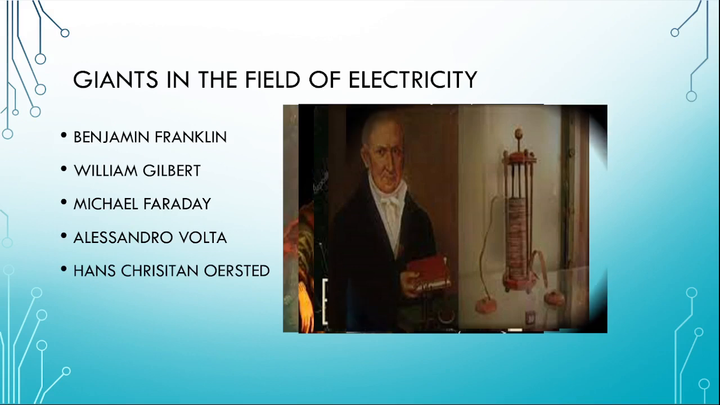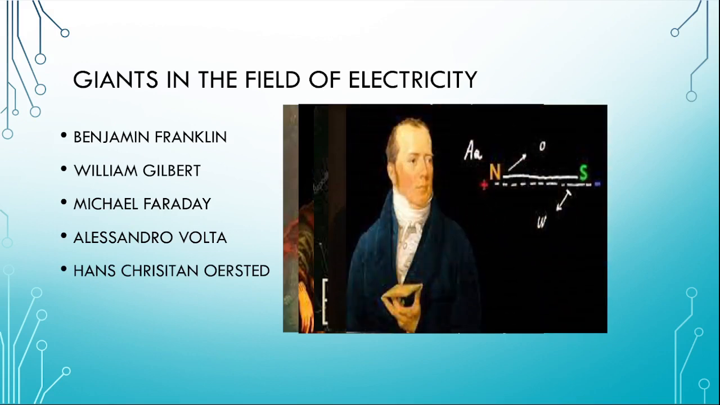Then comes Hans Christian Ørsted. Hans Christian Ørsted established that there is a relationship between electricity and magnetism, and there is an electric field and a magnetic field, and their directions are also interlinked, about which you will learn in higher classes. But Hans Christian Ørsted's contribution to the field of electricity was also of great significance.